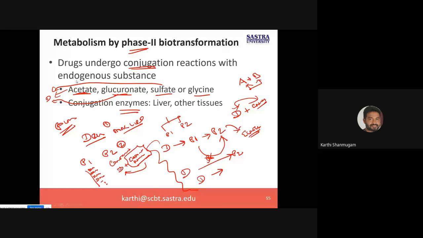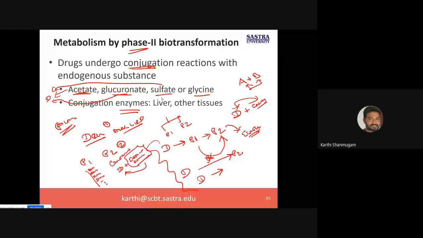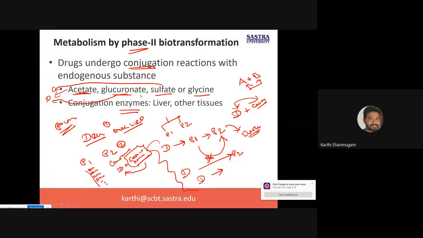This attachment will not take place on its own. Even though it is a spontaneous reaction, the attachment of acetate, glucuronate or sulfate will not take place on its own. All these reactions are possible only with the help of certain enzymes. So we can say that for both phase 1 and phase 2 reactions, the key player is the enzyme. All those are enzymatic reactions.